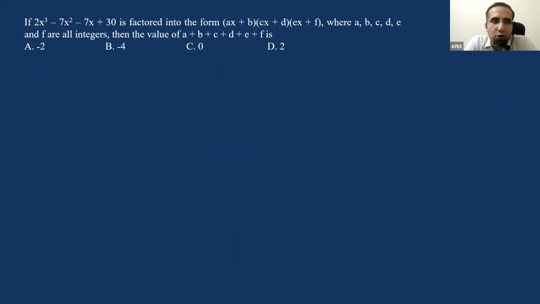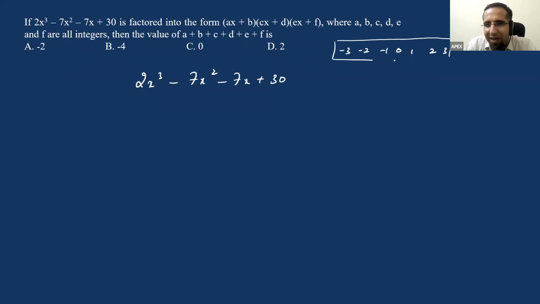Clear? Now 2x cube minus 7x square minus 7x plus 30 is factored in the form of ax plus b, cx plus d, and ex plus f. Now, whenever I have an equation in CAT, remember, the roots of them will mostly range from minus 3 to 3.